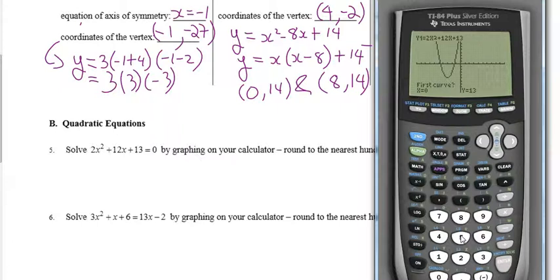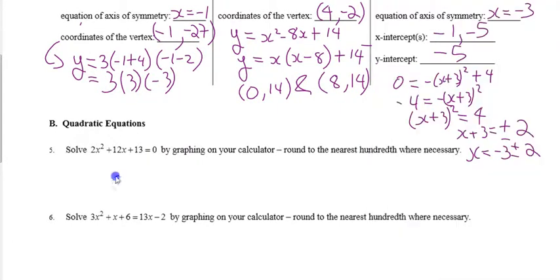When I do intersects, here's what I do. I move to the point of intersection, or really close to it. That's about as close as I can get. It asks me for the first curve. You notice that it's on y1, so I hit enter. It asks me for the second curve. Now it's on the line y equals 0, so I hit enter. It asks me for a guess. Well, I move there intentionally, because when I do intersects, I move there and I just hit enter 3 times, right? First curve, second curve, guess. And we get negative 4.58.